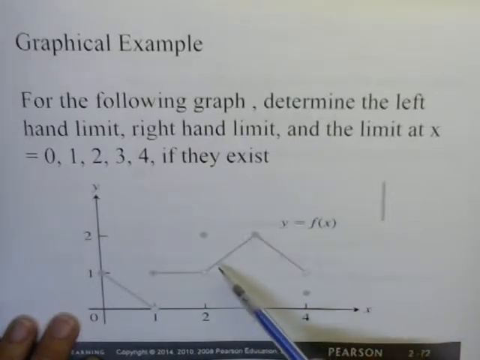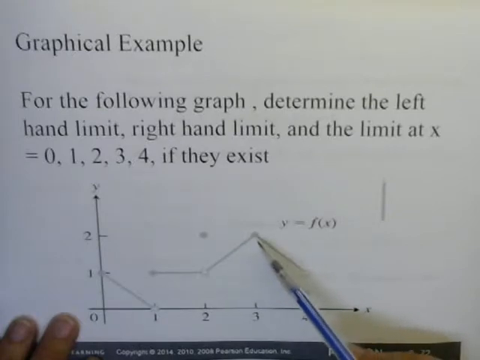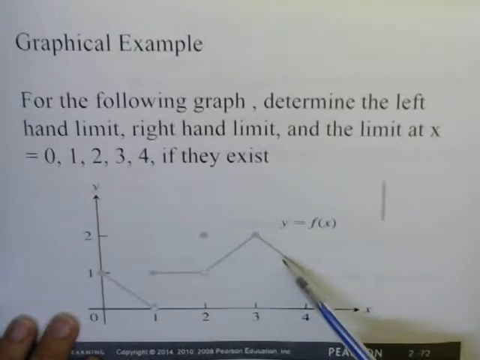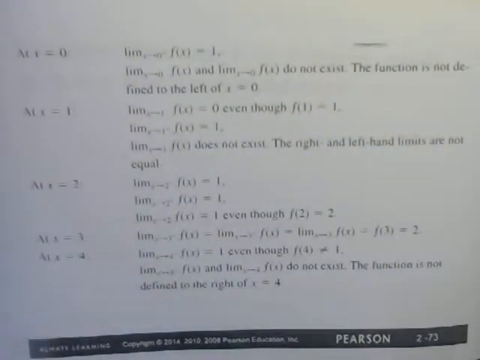When x is equal to 3, the left-hand limit would be 2, the right-hand limit would approach height 2, so the overall limit there would be 2. For this function, the limit from the left-hand side would be 1. There is no right-hand limit, so the limit would not exist there.